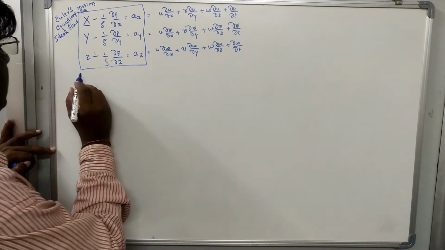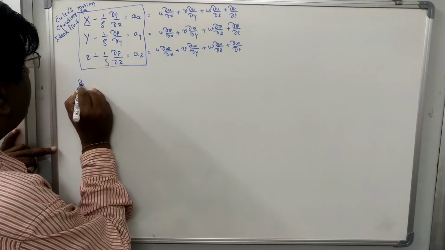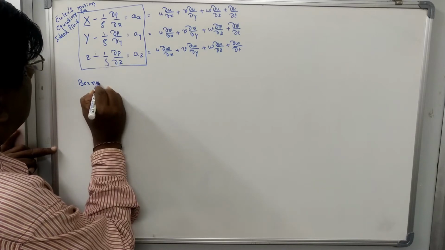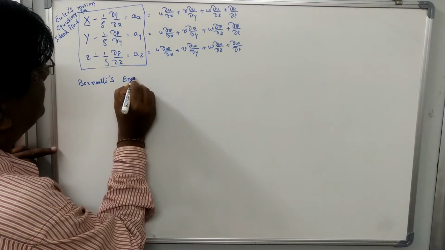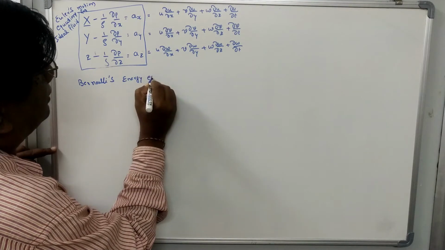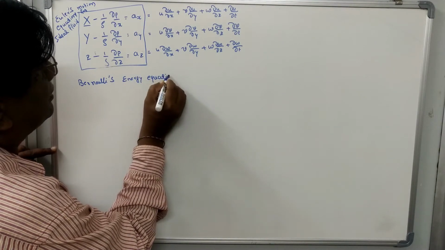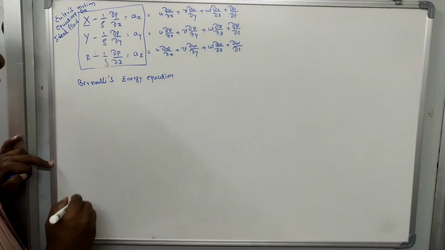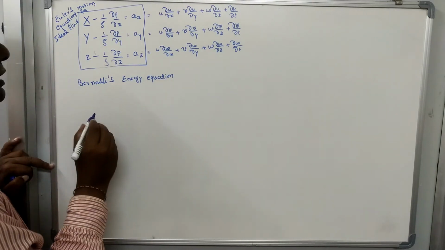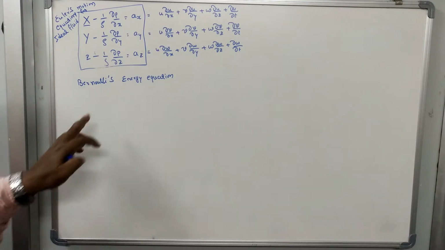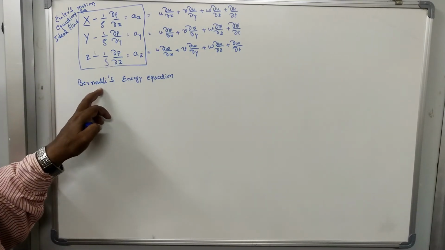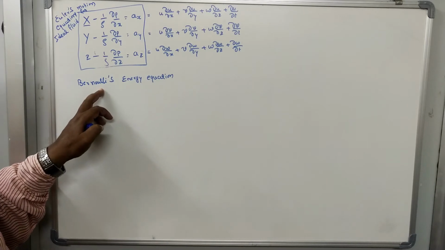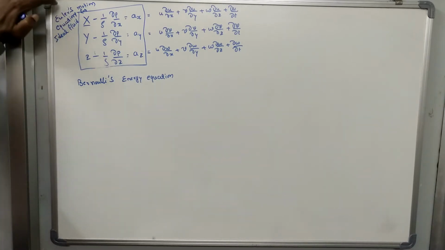Next, we have derived the Bernoulli's energy equation. In the previous class we have derived this. So the Bernoulli's energy equation we have derived just by integrating the Euler's motion equation.